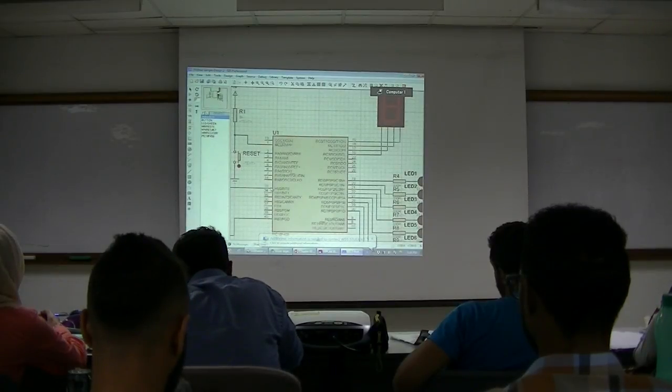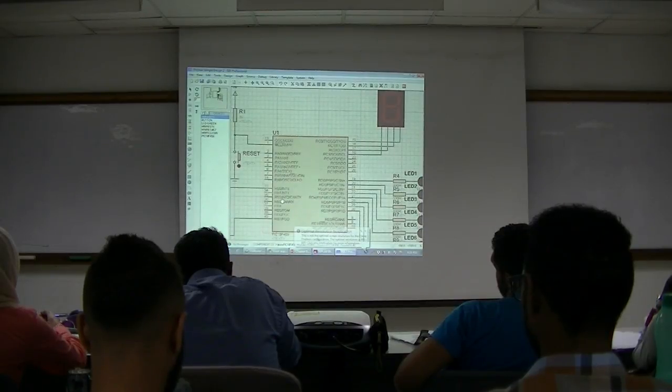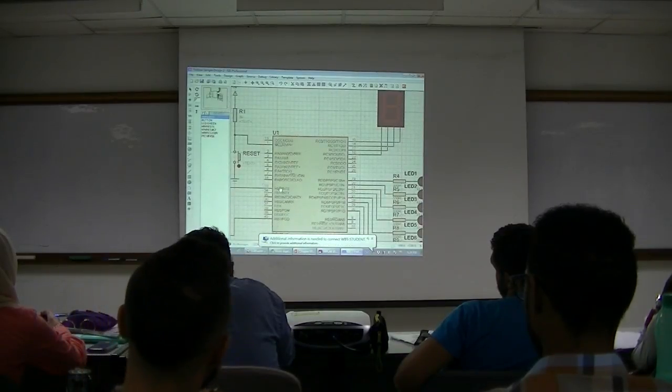Can you see this? These are all ports. RB means this is all port B. Port B, RB0 means port B pin number 0. Pin number 1, 2, 3, 4, 5, 6, 7. So total how many pins? 8 pins. This is port B.